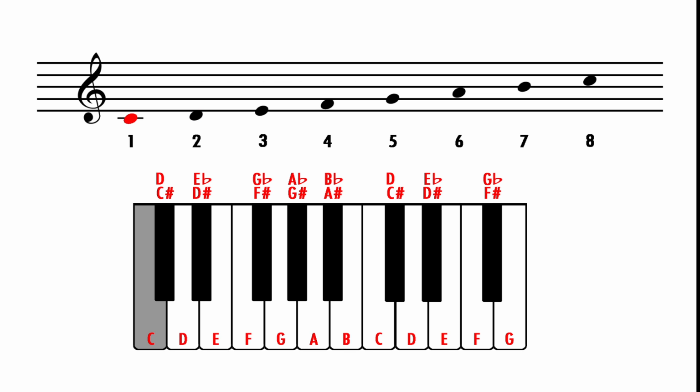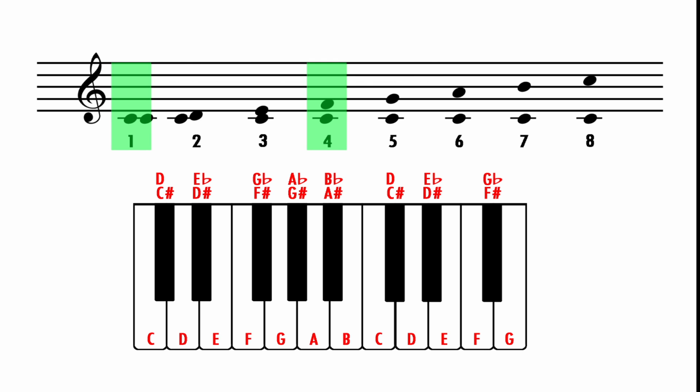The interval between C and E is a third, consisting of four semitones. The interval between C and F is a fourth, consisting of five semitones. The interval between C and G is a fifth, consisting of seven semitones. The interval between C and A is a sixth, consisting of nine semitones. The interval between C and B is a seventh, consisting of 11 semitones.